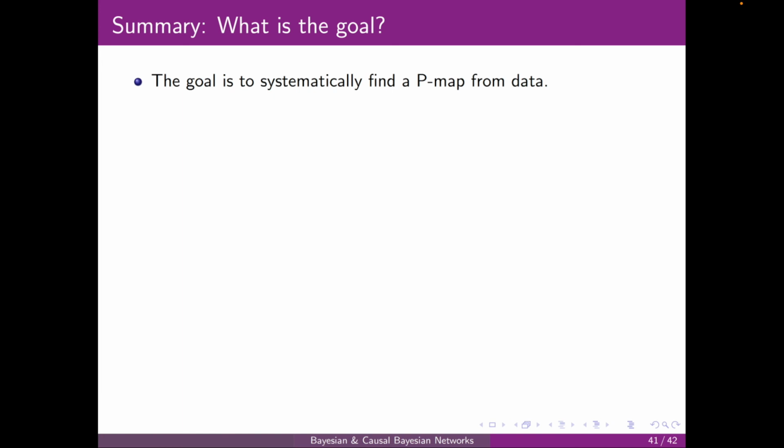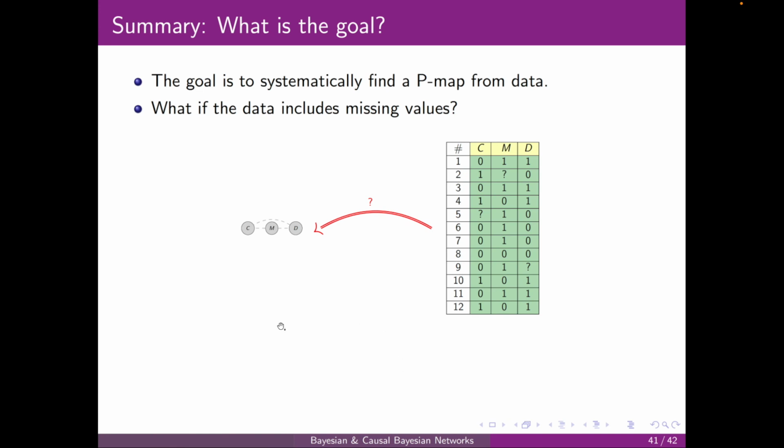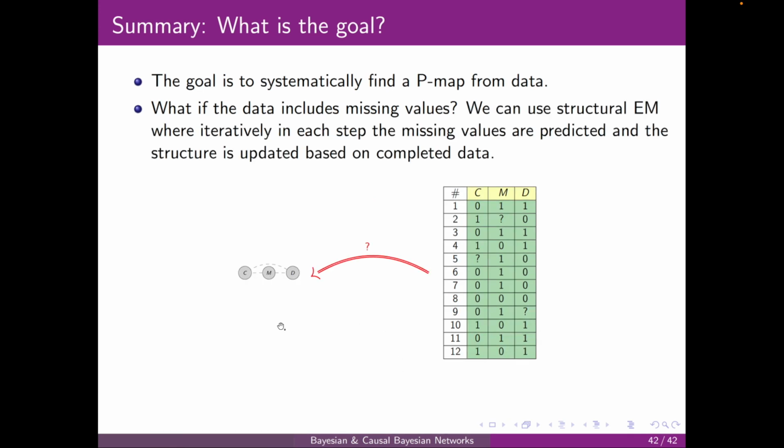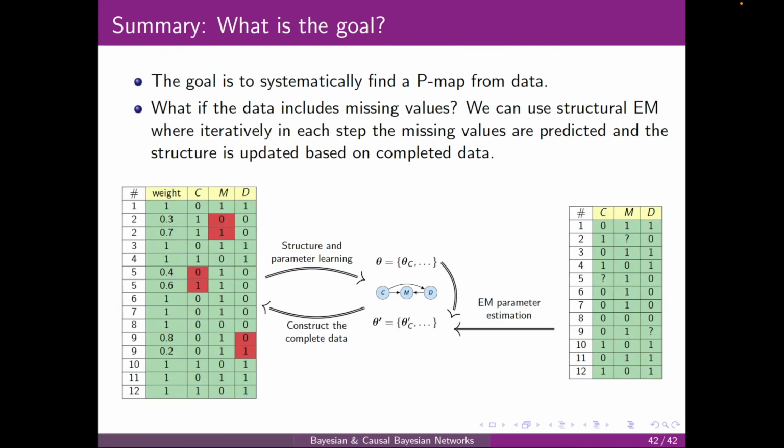Okay, to summarize, the goal is to systematically find a P-map from data. What if the data includes missing values? How to do it then? And the idea was that we can use structural EM where iteratively in each step the missing values are predicted and the structure is updated based on completed data. Here is the diagram. We have the data set using EM parameter estimation and the initial parameter values. We got theta prime, and these were based on the structure. And then based on theta prime, we constructed the complete data set, and their structure and parameter learning were performed to get both the structure and update the parameters, and this process would go on.